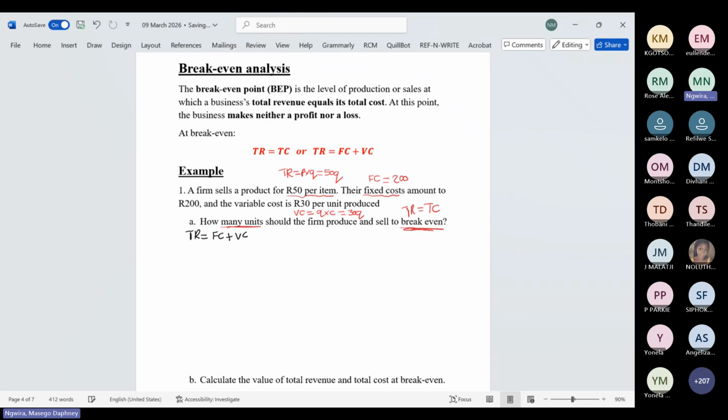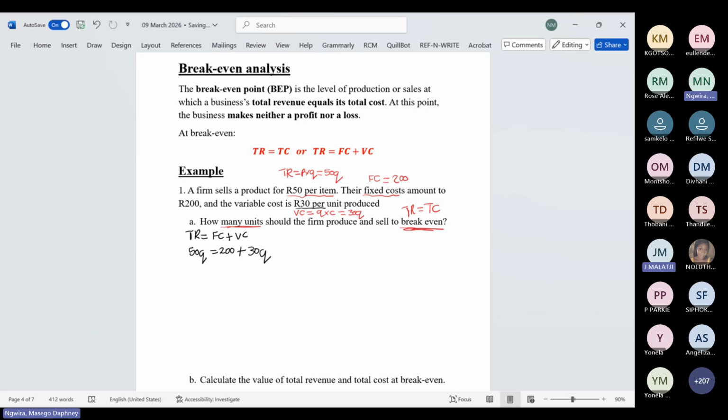So now we substitute our total revenue, it's 50Q, then it's equal to, I think I showed you here, our FC is 200 plus our variable cost is 30Q. I showed you there, this is a variable cost, this is 30Q. And then now we have to solve for units, meaning we're solving for Q.